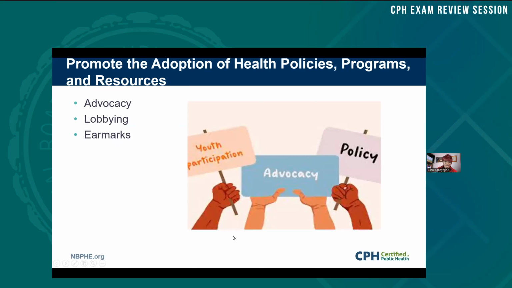Now, another task is to promote the adoption of healthy policy programs and resources. So when you work, you know that this is what's going to work. You've talked to your partners, all of you have come together, and it's like, yes, this is what's going to do it. It doesn't work automatically. You have to come together to say, okay, who am I going to talk to about this work? And that's when you do policy. You have to go and advocate to people. You have to lobby people, and you have to work on earmarks to it.